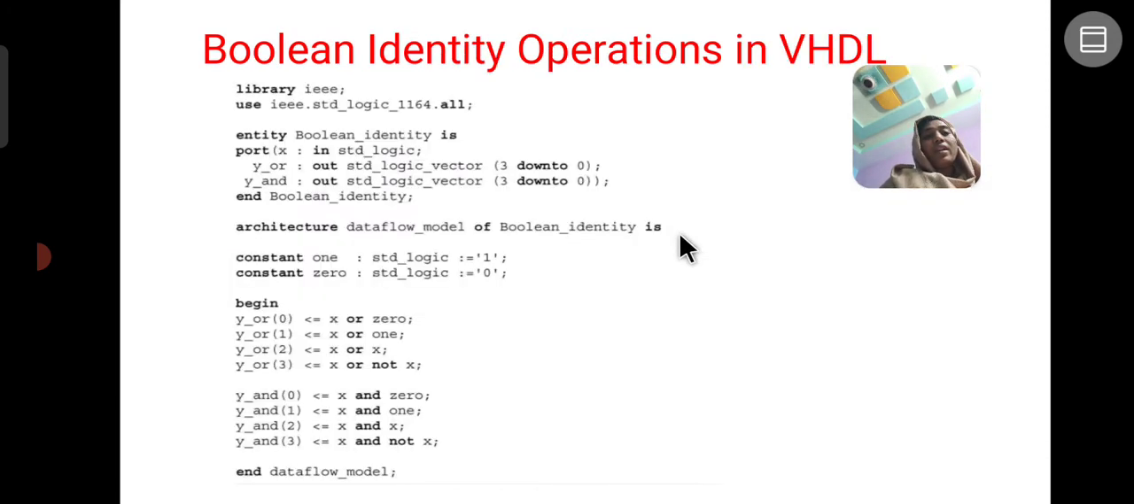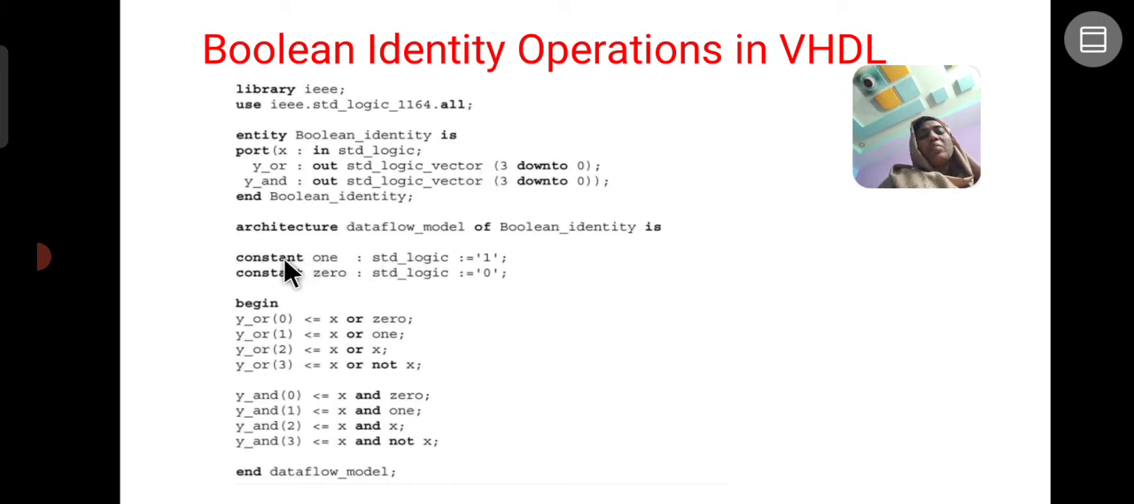So how can we use Boolean identity operations in VHDL? This is an example of how we can write the VHDL code for Boolean identities. X is an input, Y is also an input. X is a scalar type, whereas Y_or is a vector type, and Y_and is an output. So we have two outputs, the OR function and the AND function. These two are vector type.